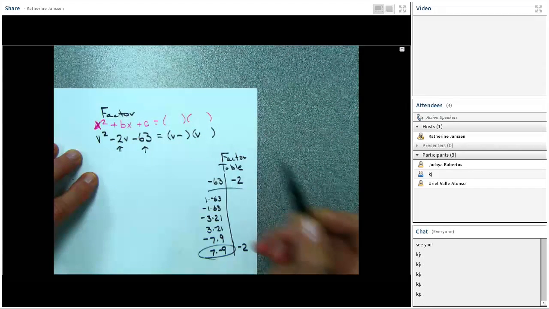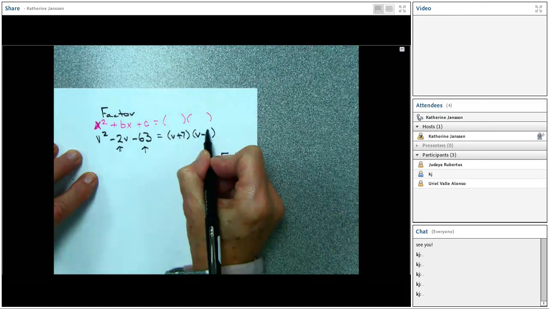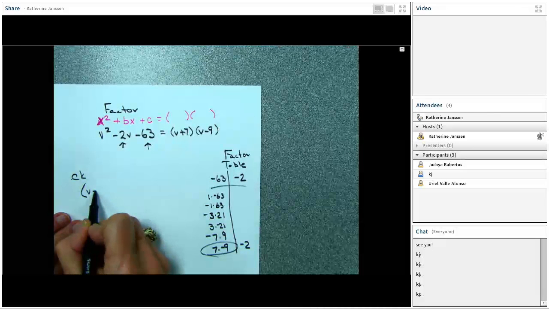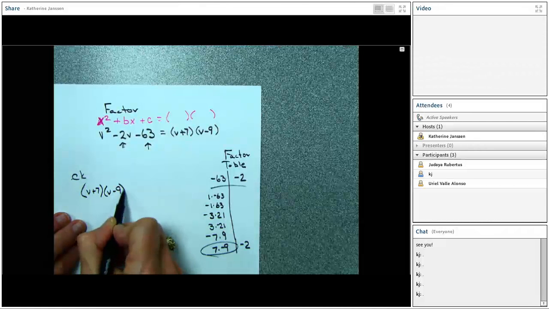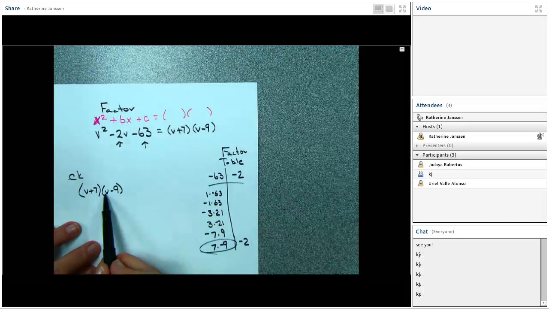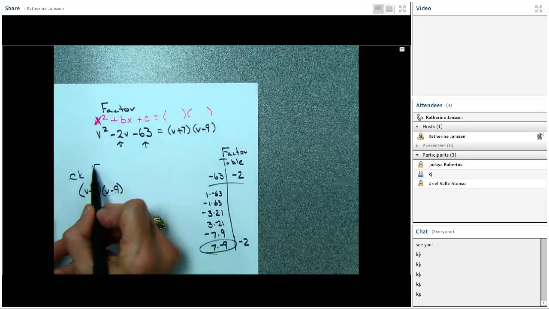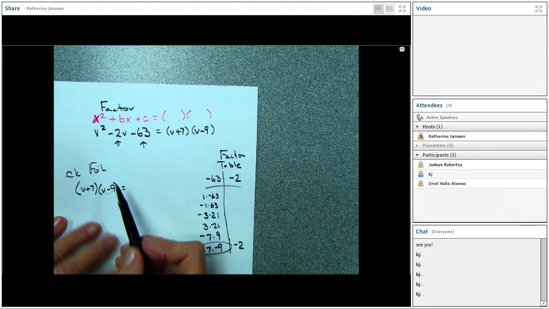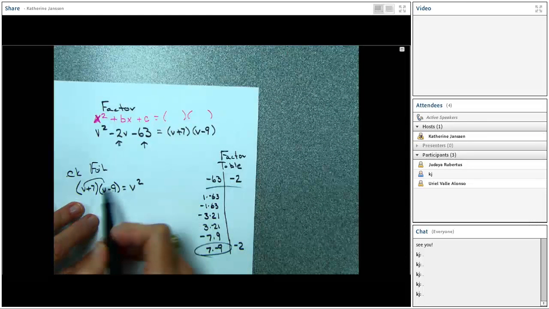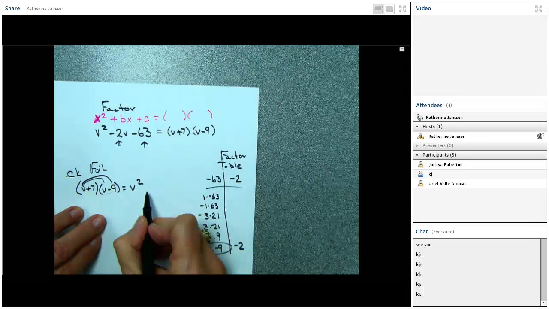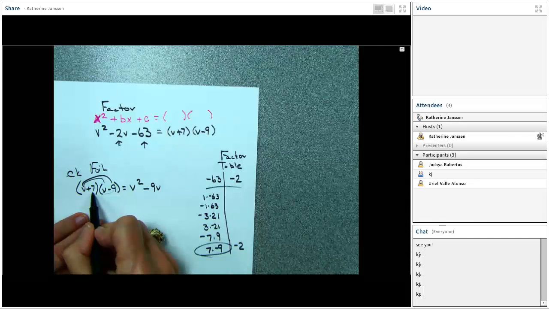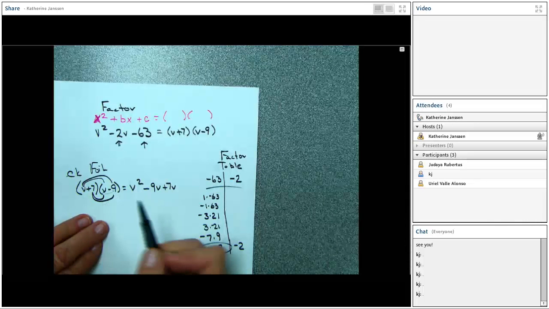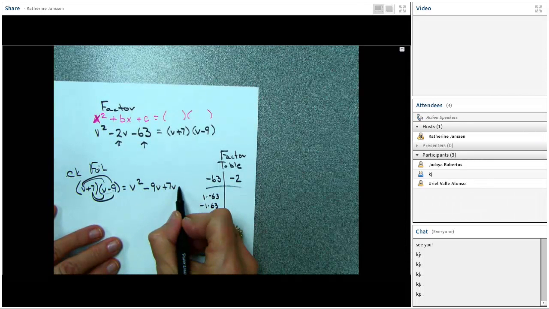B, positive 7 and a negative 9. So let's check. B plus 7 times B minus 9. The first two terms are the same, but the last two are different, so I'll resort to FOIL as my method for the product of these two binomials. B times B is B squared. The outer term is going to be a negative 9b. My inner term is a positive 7b. The last terms, 7 times a negative 9, negative 63.